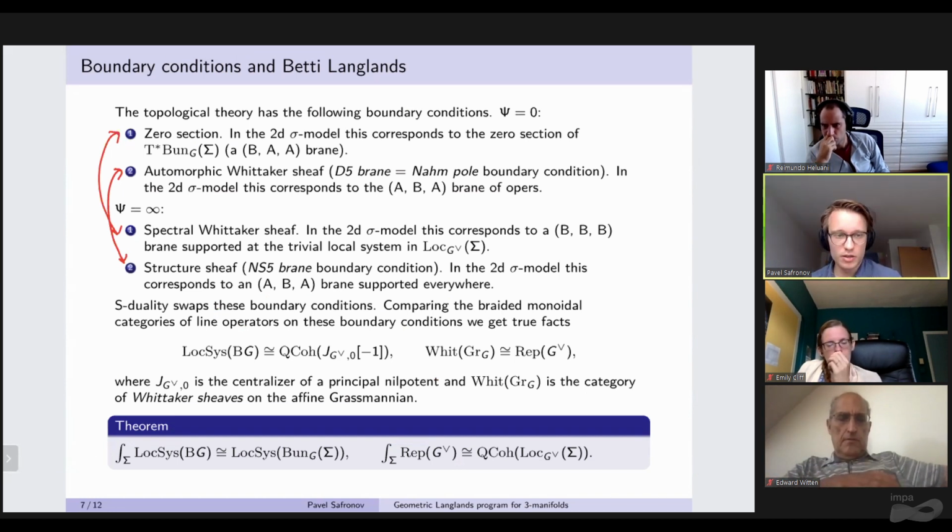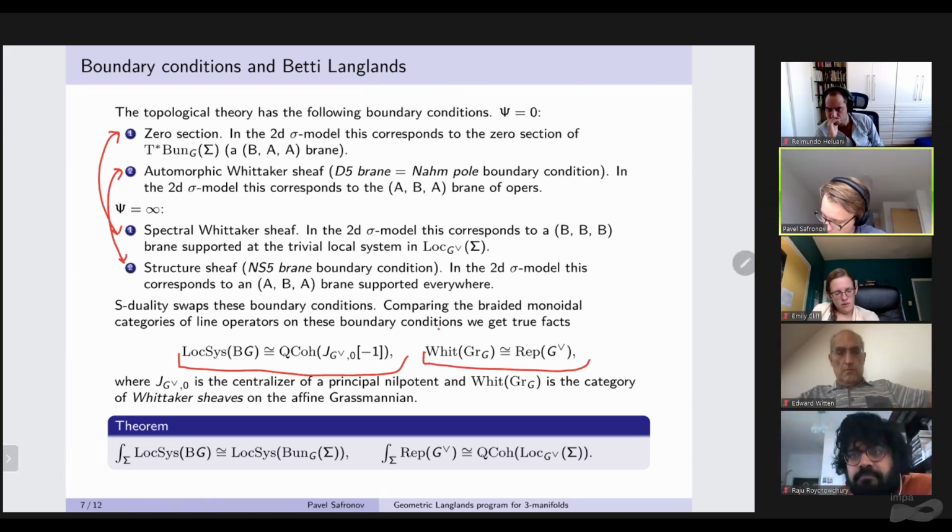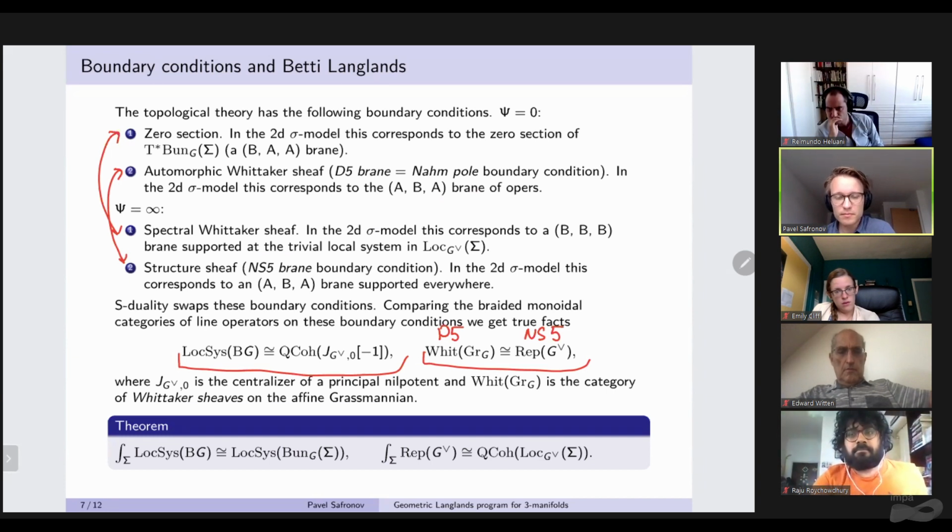For the first pair, the zero section and the spectral Whittaker sheaf, the braided monoidal categories you get are the following. For the A model, you get local systems on the classifying stack BG. And for the spectral Whittaker sheaf, you get some other description. Maybe I'll not say much about it. And then there's another equivalence of braided monoidal categories of line operators on the NS5 brane boundary condition and the D5 brane boundary condition. So this one is the D5 brane. This one is an NS5 brane boundary condition. Both equivalences of braided monoidal categories are actually true mathematical statements.